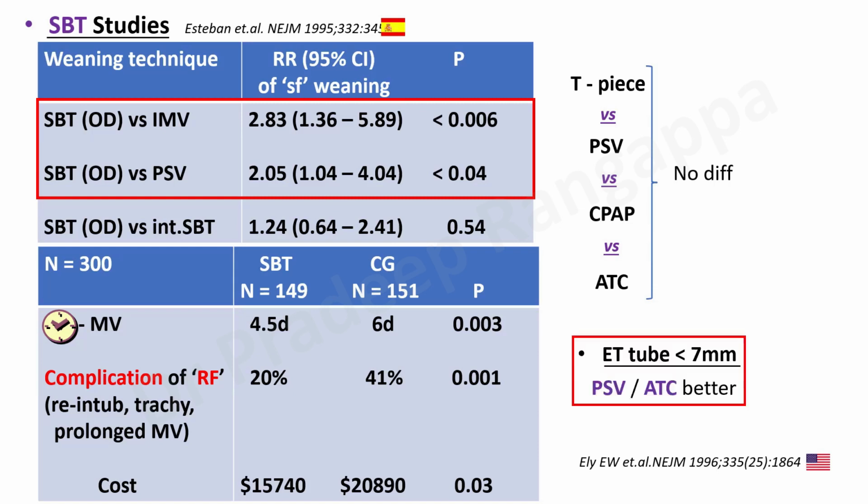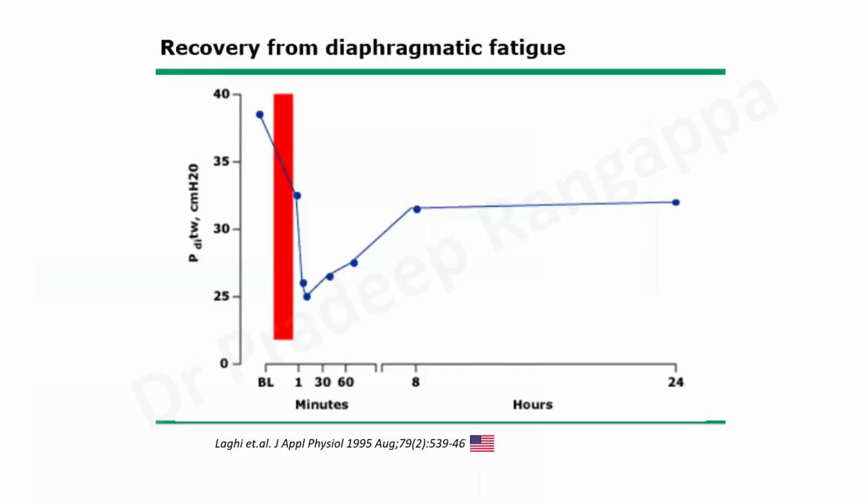But if a patient has, for some reason, an endotracheal tube less than 7 millimeter, it is suggested that pressure support ventilation be used as a weaning, with gradual reduction of pressure support, or automatic tube compensation, which is there in the Puritan Bennett ventilator. So if you're using Puritan Bennett, you can use ATC, because when I was in Australia, we had Puritan Bennett and we used to use ATC as a weaning mode. So that is something you can keep in mind. So we'll just quickly jump gears.